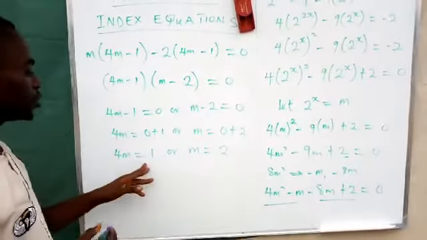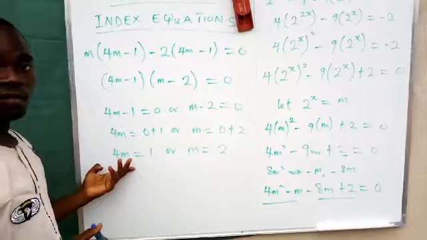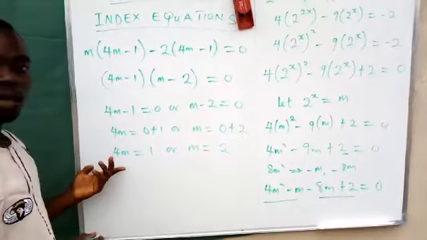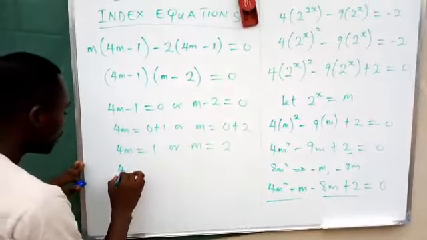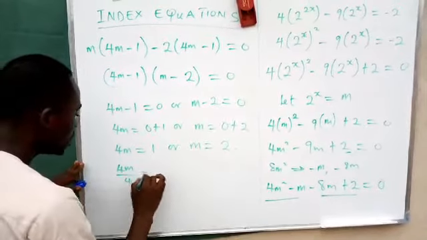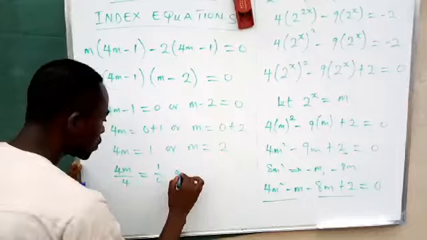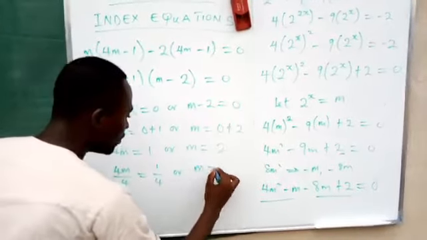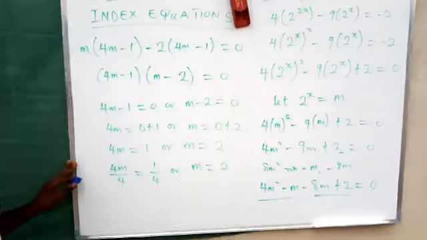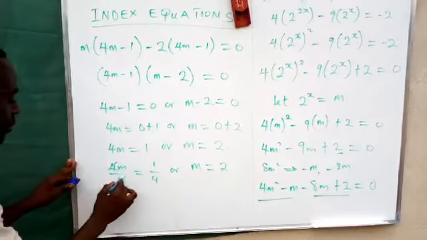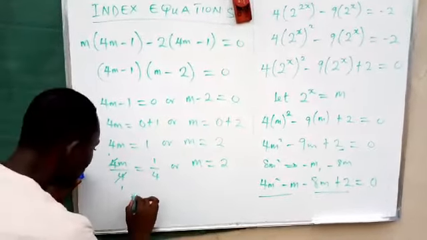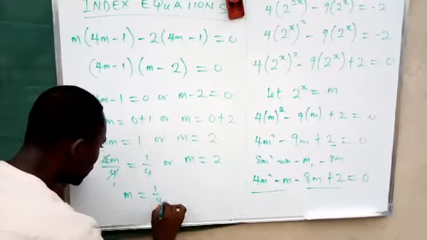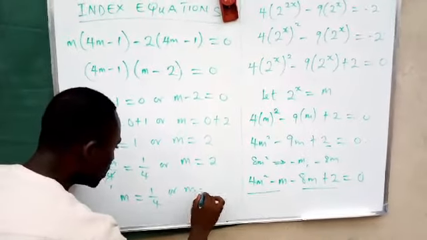Now if 4m is equal to 1, to find the value of m, we divide both sides by the coefficient attached to m. So we divide both sides by 4. We have 4m divided by 4 will give us 1 divided by 4. Or in the second case, the value of m has already been established. So if we divide both sides by 4, 4 divides itself once, leaving us with m. So you have m to be equal to 1 over 4, or m to be equal to 2.